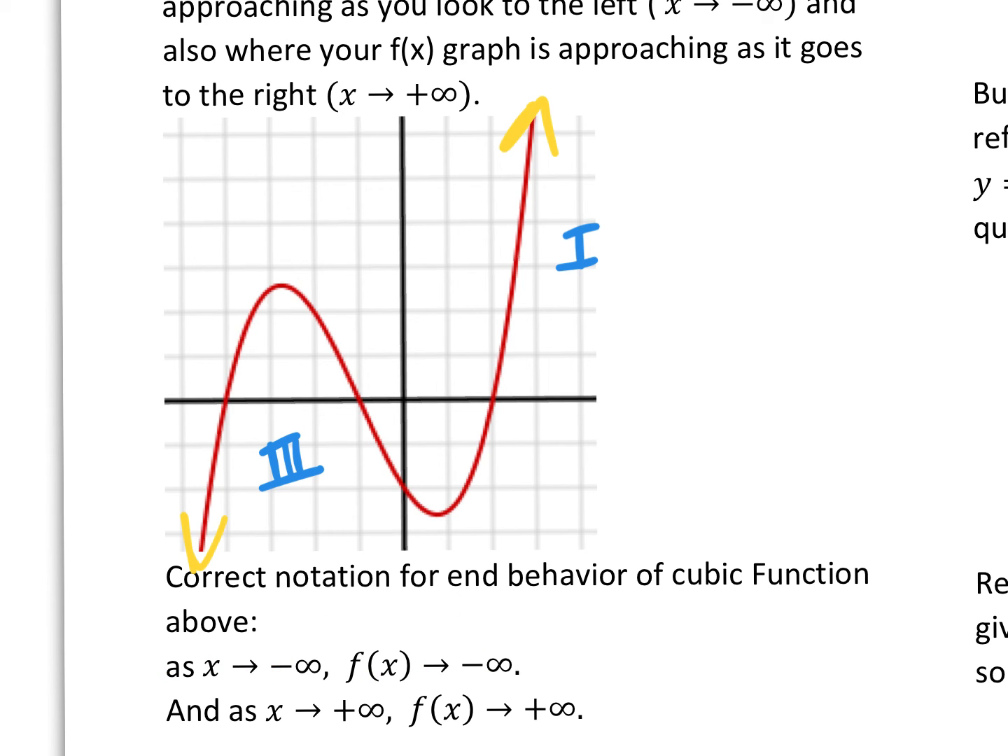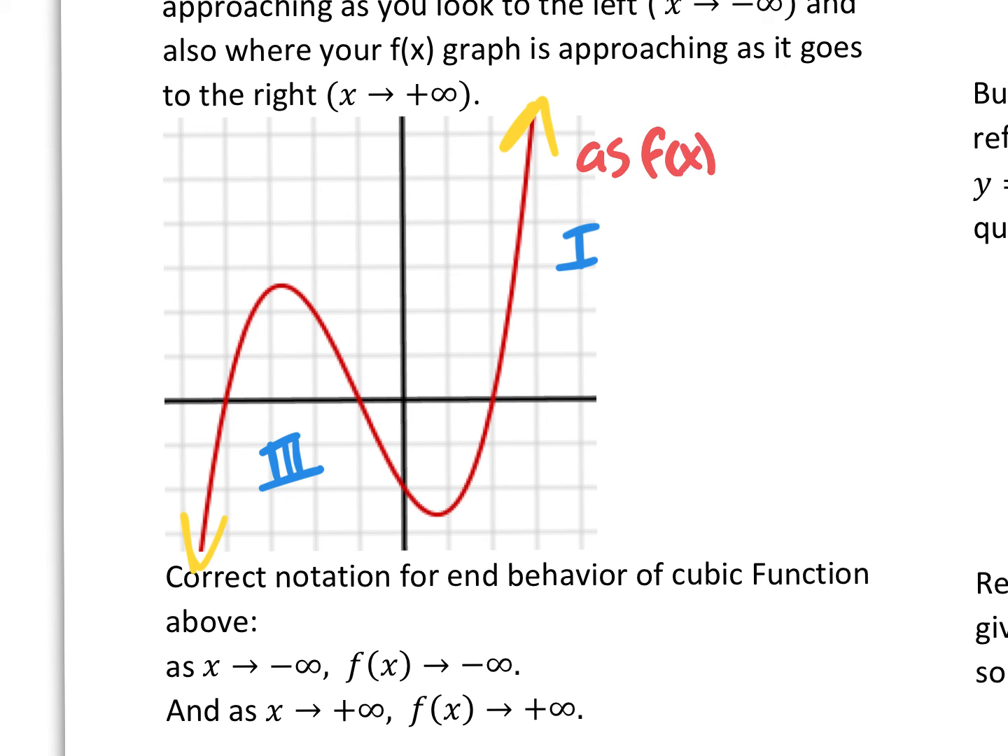As x goes to negative infinity, that's saying as you look to the left, the y values go to negative infinity, it goes down. But you know what? On the worksheet, I don't know why, but sometimes when they ask you for the end behavior notation, the answers are written backwards for some reason. They write it like this.